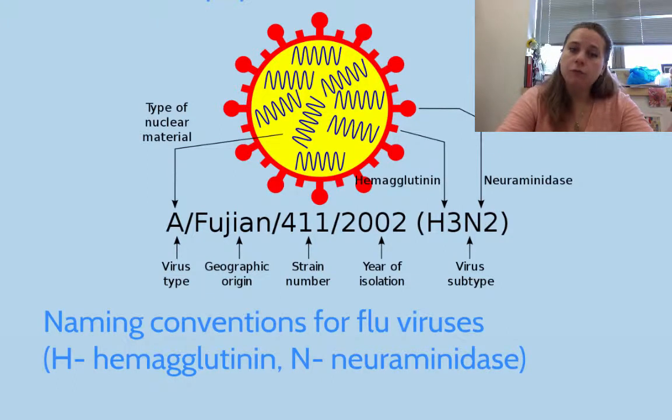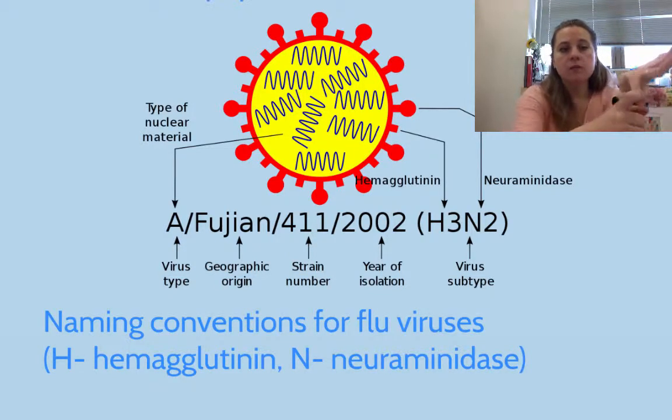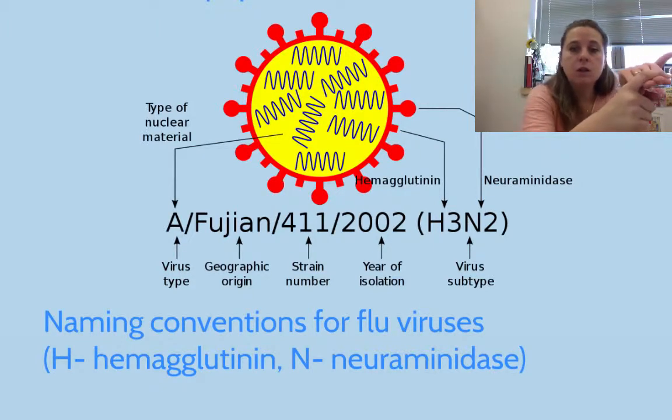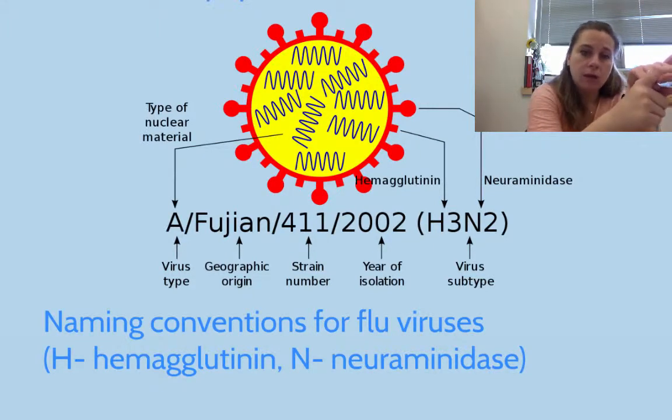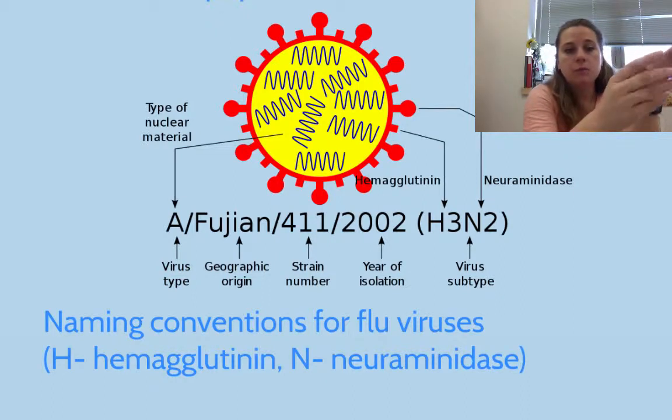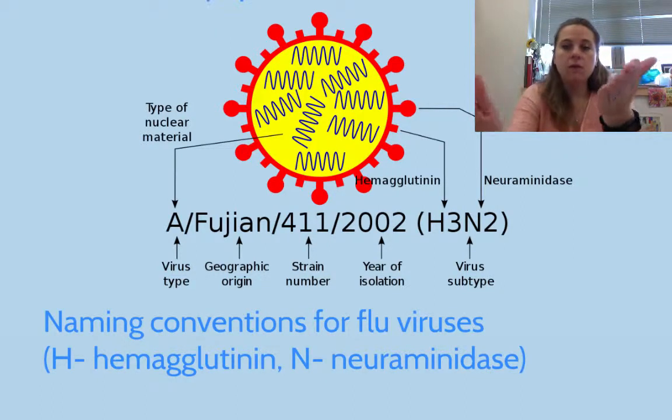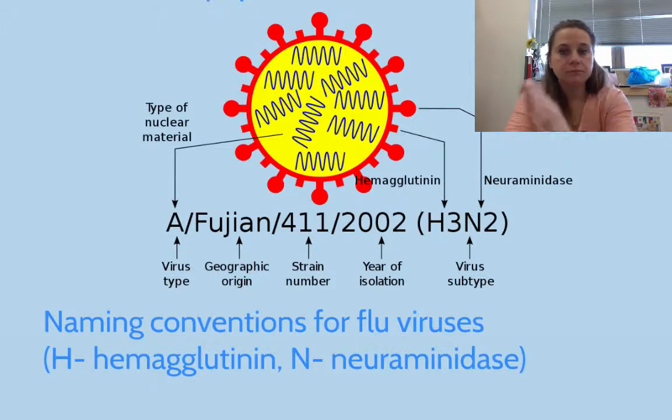So for naming flu viruses, there's an actual convention, just like naming living things. When we name viruses, you have the virus type, geographic origin, the strain number, the year of isolation, and then the subtype of that. That's the breakdown of how you get it. Okay, so that's just how you name them.